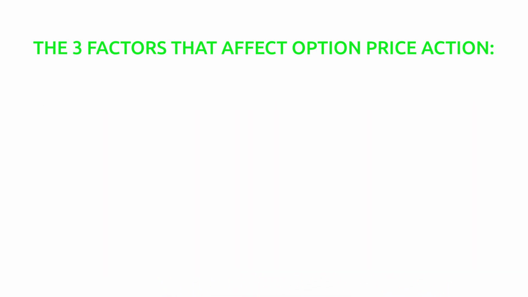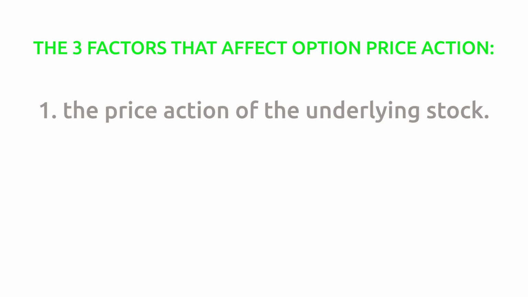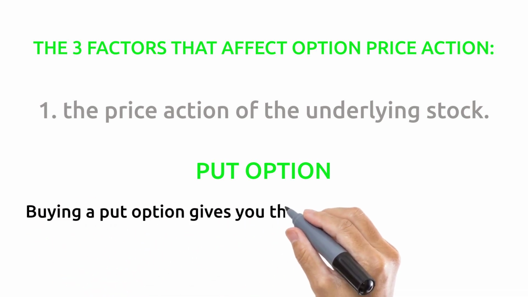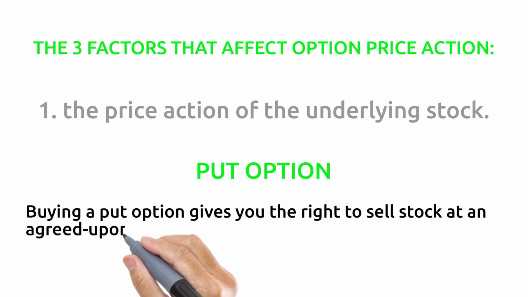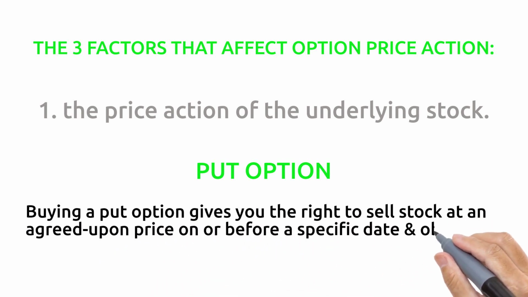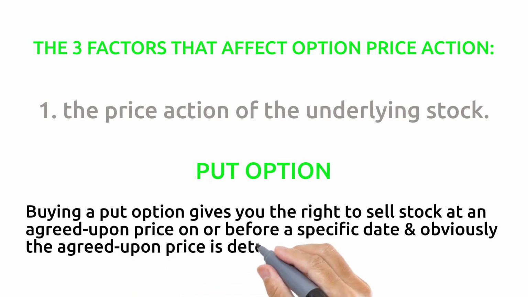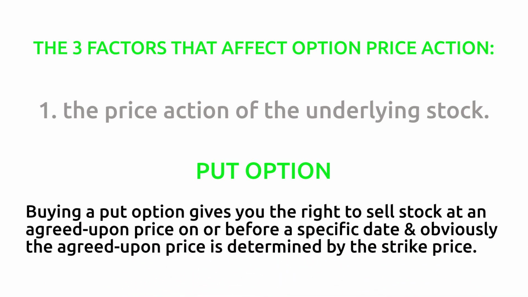First, let's talk about how the underlying stock's price will affect the price of its options. Let's think back to the basic definition of a put option. Buying a put option gives you the right to sell stock at an agreed-upon price on or before a specific date, and obviously the agreed-upon price is determined by the strike price.